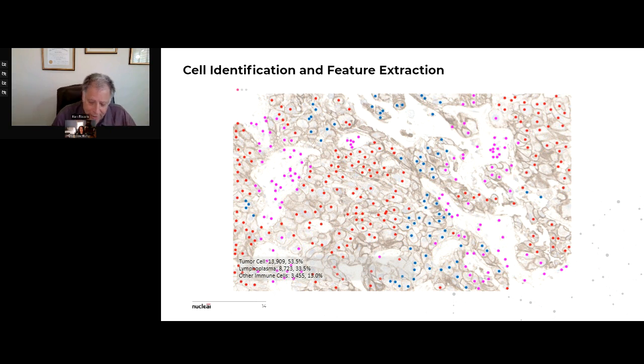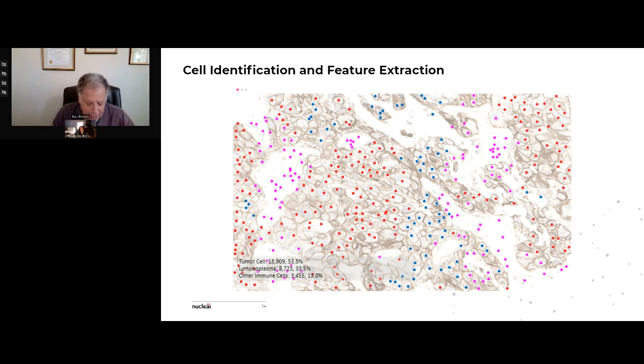Then cells are identified and classified based on deep learning models that have been trained in a variety of different ways. First generation models were trained based on pathologist annotation. But as you should know by now, pathologist annotations all suffer from the same interpathologist disagreement that we've seen over the past 40 years. While pathologists are fairly consistent in annotating tumor cells, benign cells, and lymphocytes, they are less consistent in annotating myeloid-derived cells like macrophages and dendritic cells.